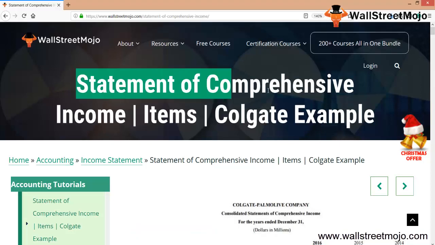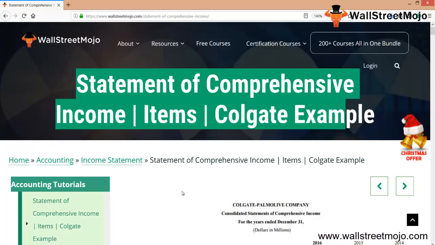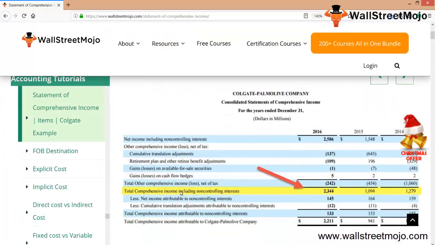Friends, today we have a topic which is statement of comprehensive income. We have an extract over here that has been taken of Colgate. There is consolidated statement of comprehensive income details that have been mentioned, the total comprehensive income including the non-controlling interest data. Well, we'll try and understand this in a detailed format.